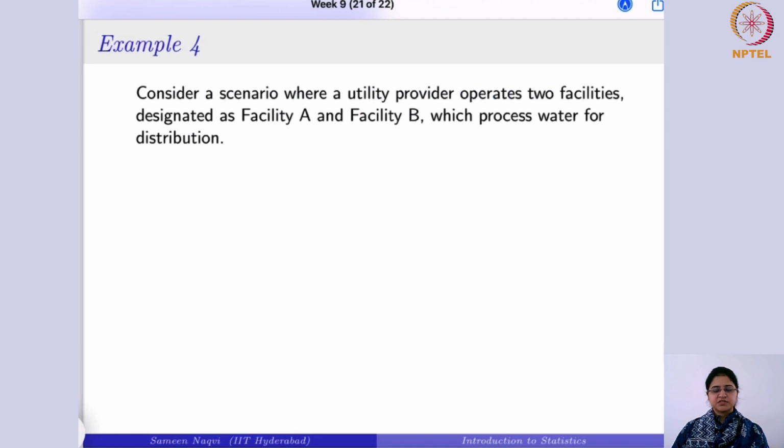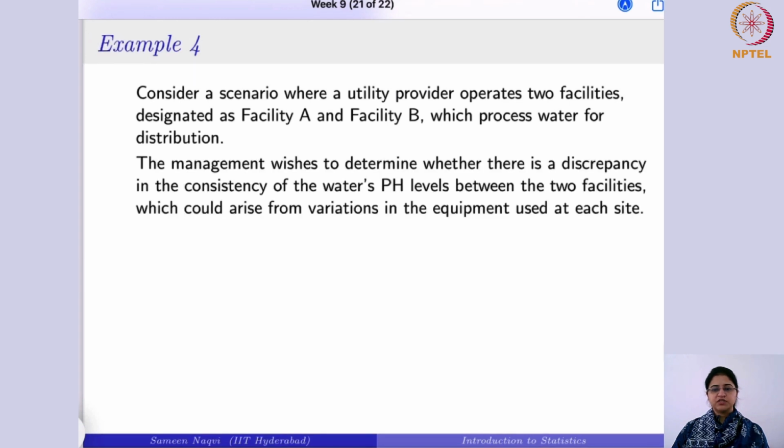So to understand this, let us consider an example. Consider a scenario where a utility provider operates two facilities designated as facility A and B, which process water for distribution. The management wishes to determine whether there is a discrepancy in the consistency of the water's pH levels between the two facilities, which could arise from variations in the equipment used at each site. So the question itself says that you are interested to determine whether there is a discrepancy in the consistency of the water's pH level. Consistency means that we are talking about variability. Less consistency means more variability.